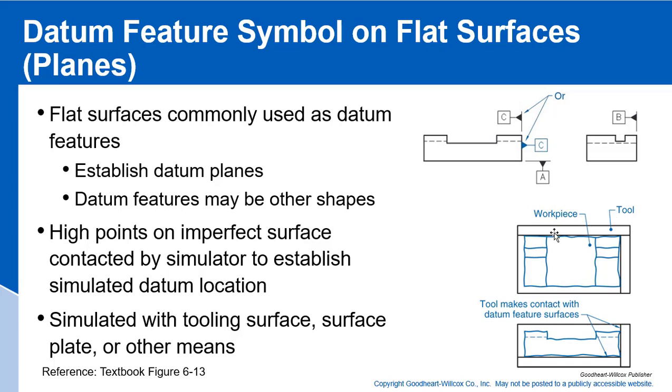So in this case, we have a tool set up where we have a datum simulator for A, we have a datum simulator for the B surface, that's this plate back here, and we have a datum simulator for the C surface. Okay, so we can take this piece and we put this in here and it will simulate all three of our datums.